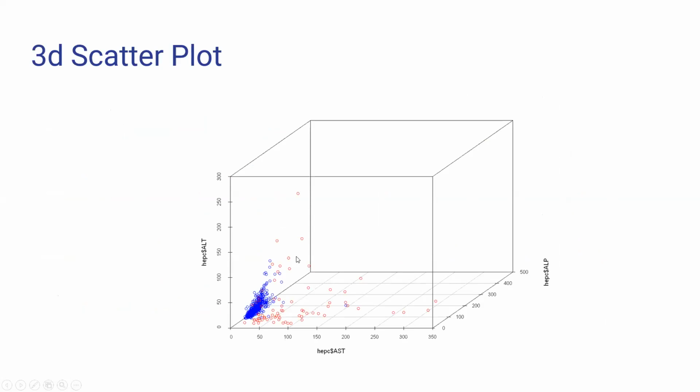So this is the 3D scatter plot between ALT and AST. So we can see that ALT and AST may be a good pair for separating the two samples because there is formation of two clusters here. Even though some of the samples overlap with each other, it is still considered fine.